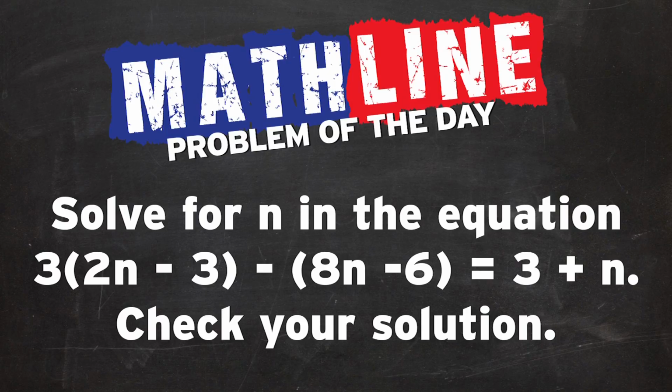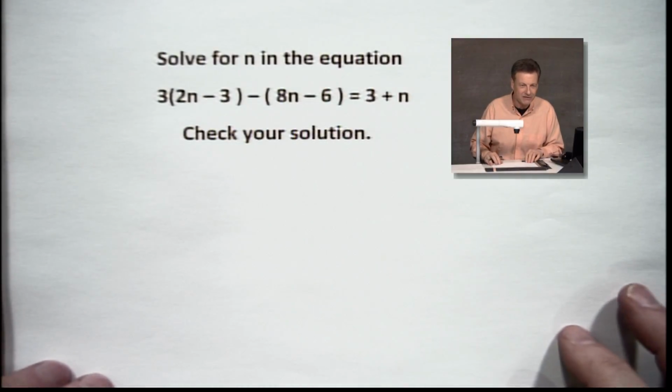So again, we're going to multiply 2n minus 3 by 3. Then we're going to subtract 8n minus 6. And then we're going to hopefully solve for n, with all that equal to 3 plus n. I'm already tired and worn out. Let's check the solution afterwards. All right, let's see what we're going to do. Let's pull this thing together. My goodness, it sounded like a mouthful, didn't it?